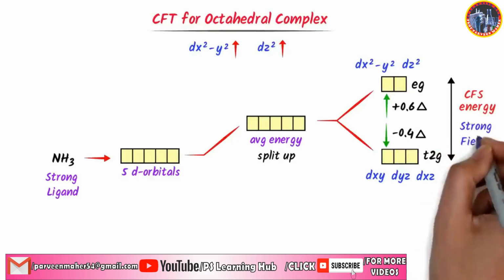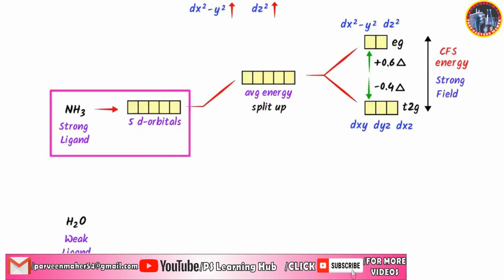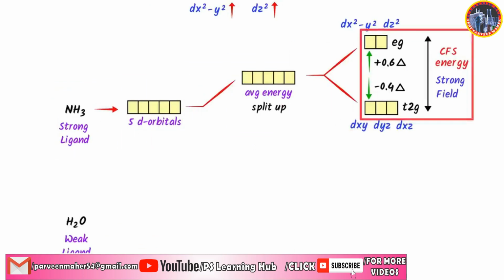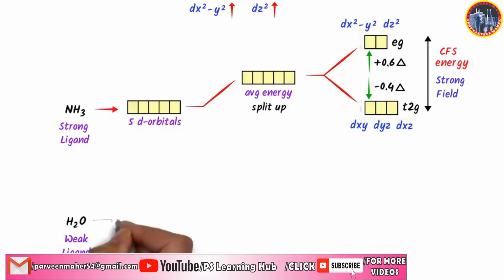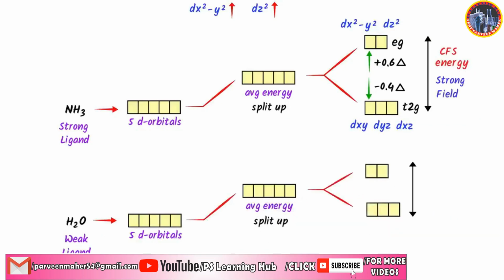Here is one important point which you must remember at any cost. Consider a strong ligand like NH3 and a weak ligand like H2O. When a strong ligand like NH3 approaches the 5d orbitals, the energy gap between these two sets of orbitals will be large. We call it a strong field complex. On the other hand, when a weak ligand like H2O approaches the 5d orbitals, the energy gap between the two sets of orbitals will be smaller, and we call it a weak field complex.